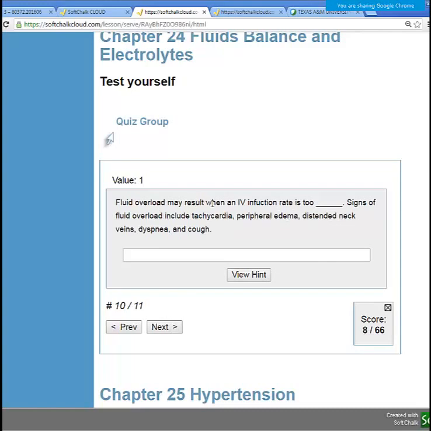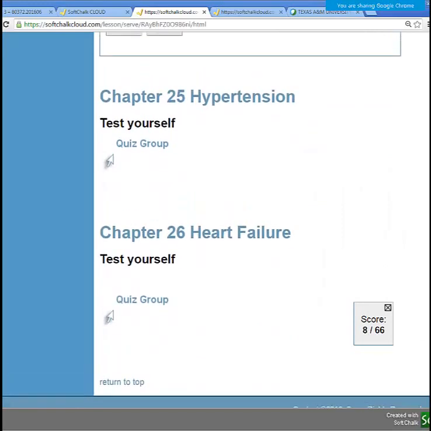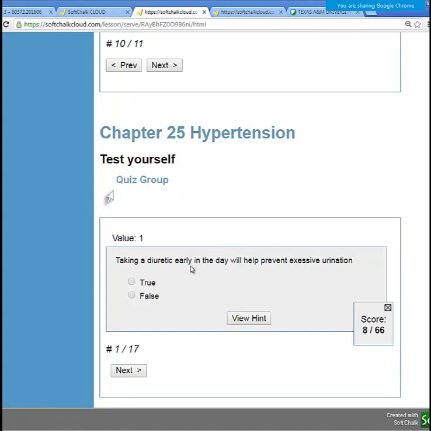Fluid overload may result when an IV infusion is too fast. Rapid or slow? Fluid overload is too much fluid. Put IV fluids in too fast, you're going to get fluid overload. Okay, so we have about 7 more minutes, so let's just see if there's anything. That's the same question. Geez, we ask you that same question a lot, don't we? About what time of day to give the diuretic.